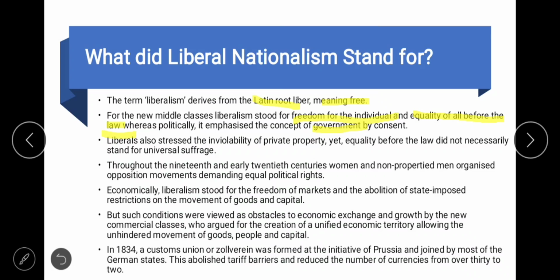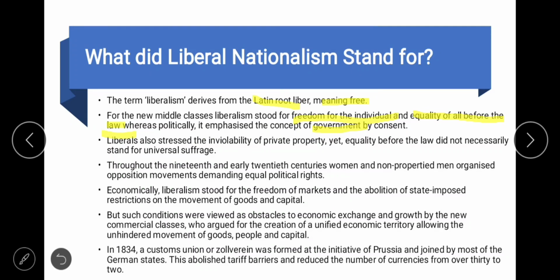So throughout the 19th century and early 20th century, women and non-propertied men organized opposition movements demanding equal political rights. So this was liberalism in political terms. In political terms, we have seen about the suffrage: there wasn't universal suffrage, and the suffrage was restricted. So this is what liberalism meant in political terms.